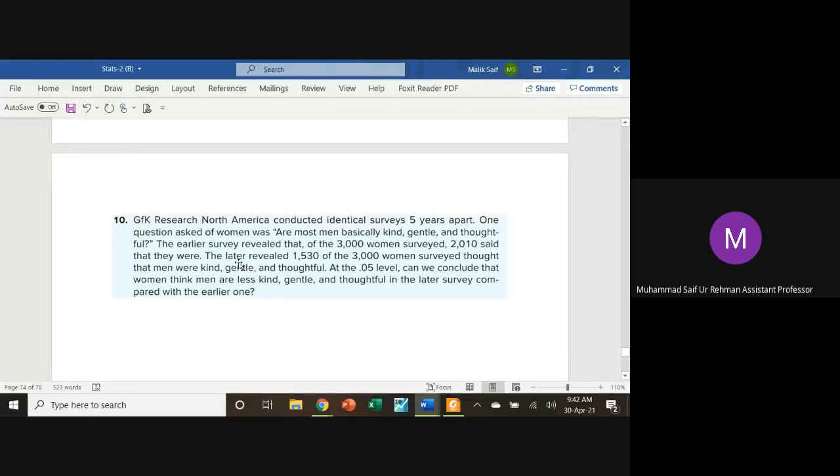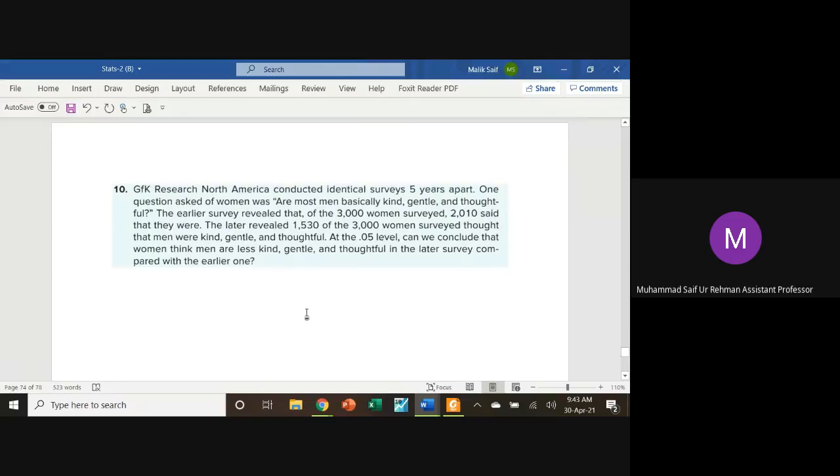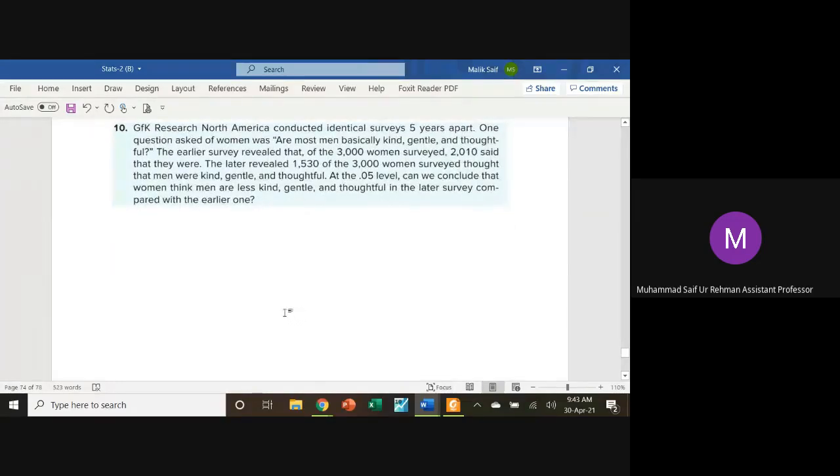Later, there was another survey. The later survey revealed 1,530 of the 3,000 women surveyed thought that men were kind, gentle, and thoughtful. At the 0.05 level, can we conclude that women think men are less kind, gentle, and thoughtful in the later survey compared with the earlier survey? Okay, so now you have to solve it in the 6 steps.